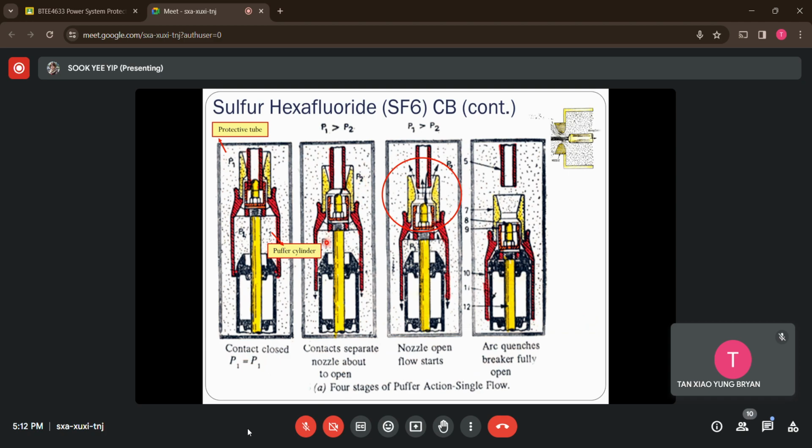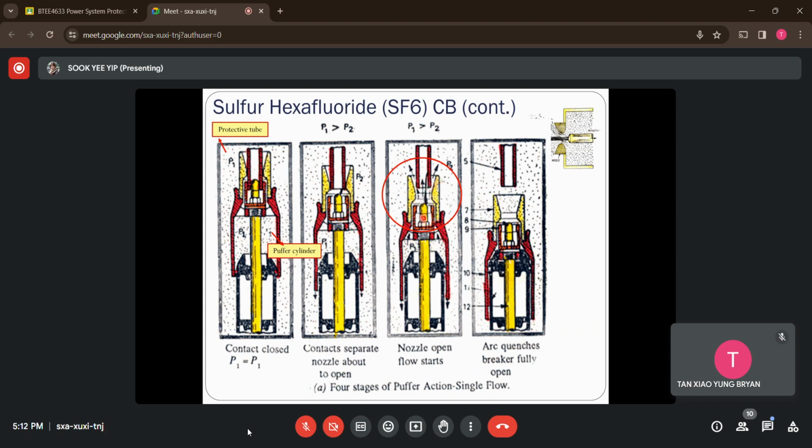You will notice that the pressure inside is much bigger compared to the pressure outside, at the protective tube. Whenever we have a pressure difference, there will be a movement of the FSX gas. Following these arrows, this is where the gas flows. Whenever the gas flows, it goes along the arc like this. So this is stage 3.